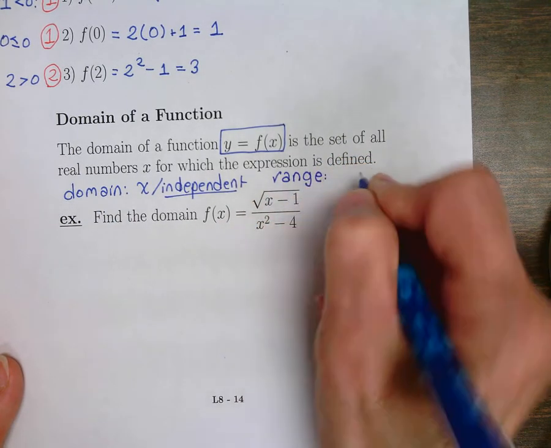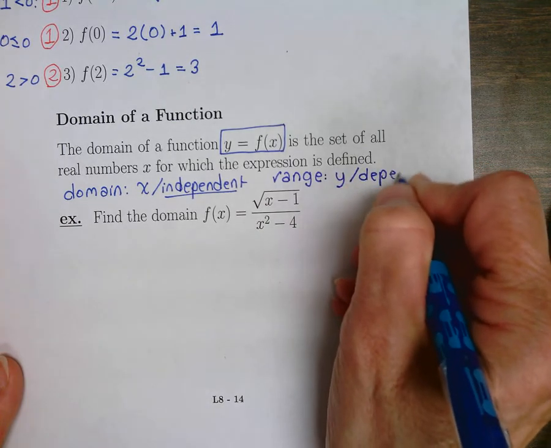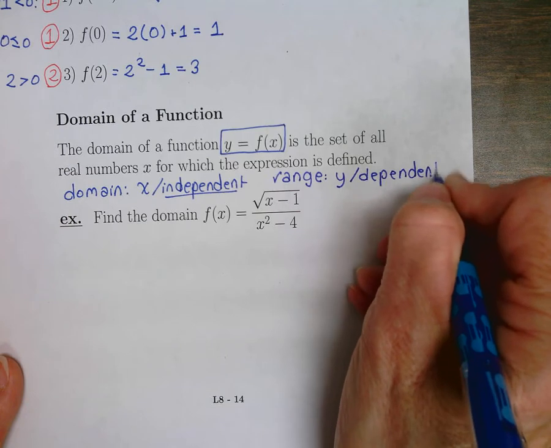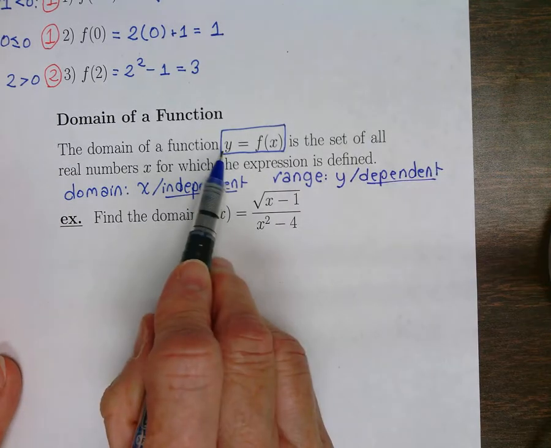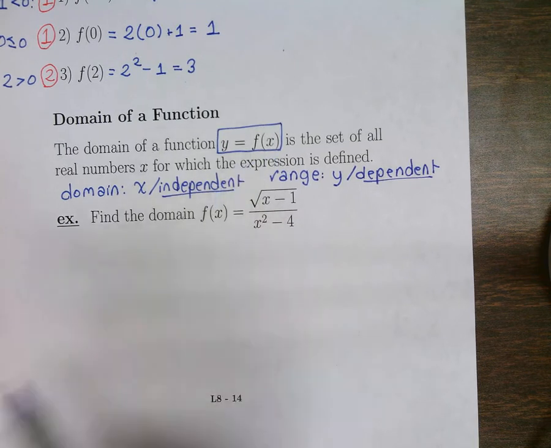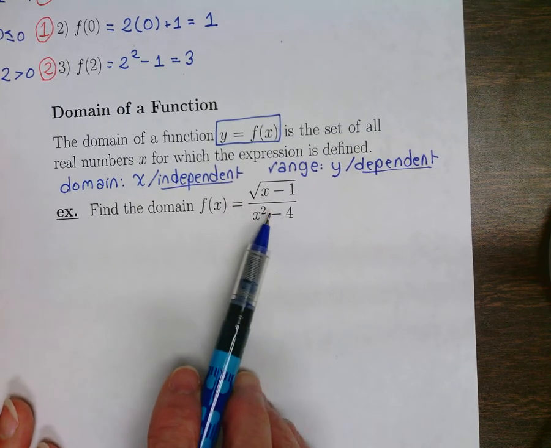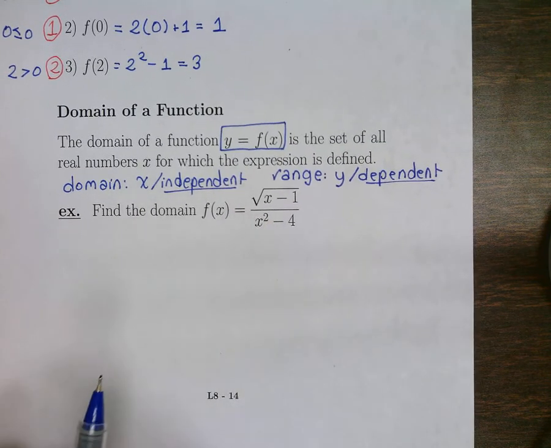The range is the set of y values, which is what we call the dependent variable. Just think of the terminology. We say y is a function of x. y depends on what x is. Okay, so when I'm looking for domain, I have to figure out any restrictions on what x can be.